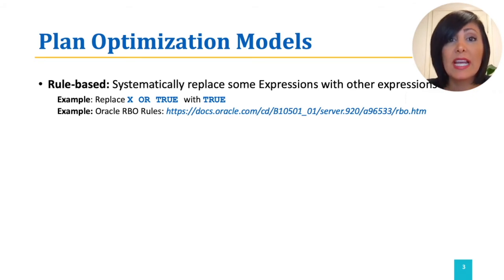The optimizer can optimize a query plan based on the access paths available and the ranks specified for the available access paths. For example, if a relevant index is available for a query, a rule-based optimizer prioritizes query plans that use the access paths, including the index. As an example, you can check the rule-based optimizer in Oracle.